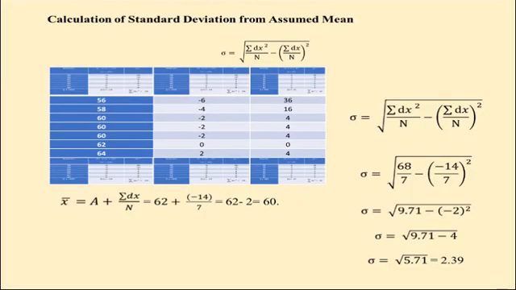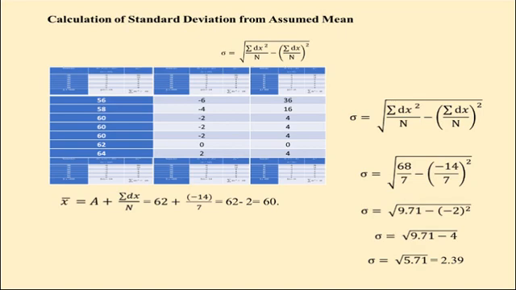In this slide, we will see calculation of standard deviation from assumed mean. The formula for calculating standard deviation by taking deviations from assumed mean is sigma equals under root summation dx square divided by n minus (summation dx divided by n) raised to power 2. Here dx is equal to x minus a, a is the assumed mean and n is the total number of observations.